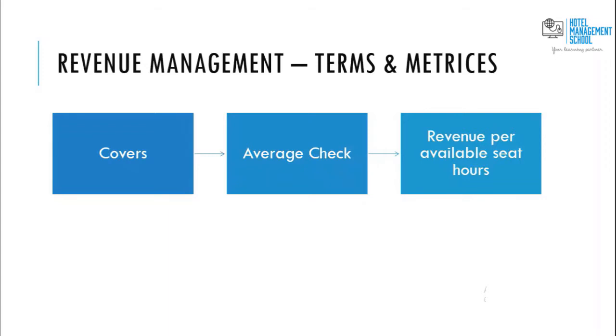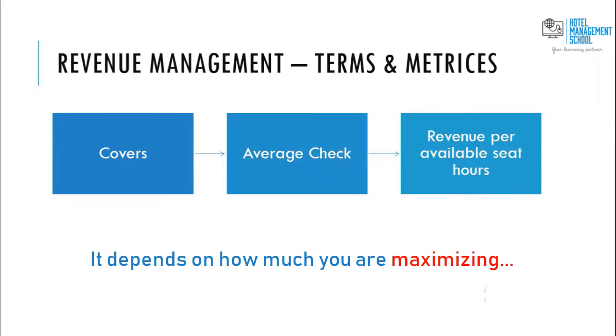It doesn't matter. You may sell to only one guest, or you may sell to 100 guests, or in one meal period of 3 hours you can sell one seat 3 times. It depends on how much you are maximizing. The idea is, if you have longer service hours, like serving one guest for 2 hours, then you should be charging them for that 2 hours.